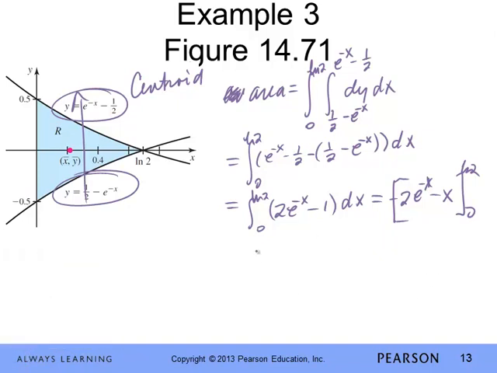So let's try this again. Replacing x by natural log of 2. You got negative 2 times e to the negative natural log of 2 minus natural log of 2. And then plug in 0. And when you plug in 0, you got minus negative 2. Remember, e to the 0 is 1. So you'll have plus 2. Plus 2.